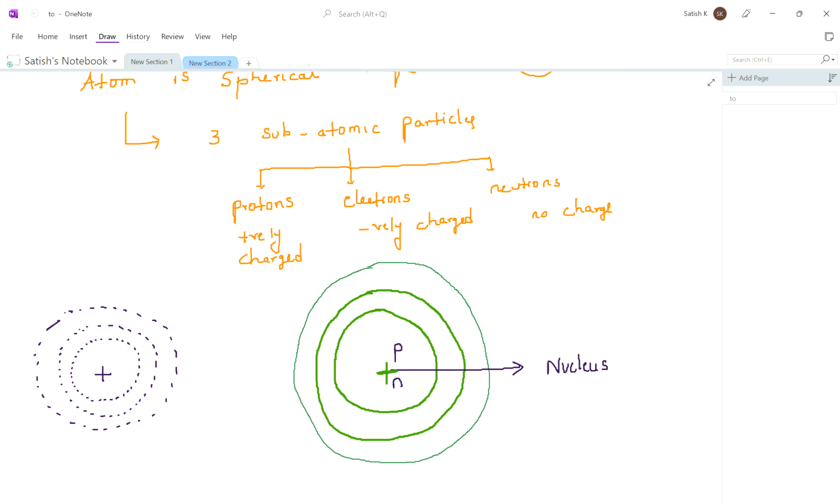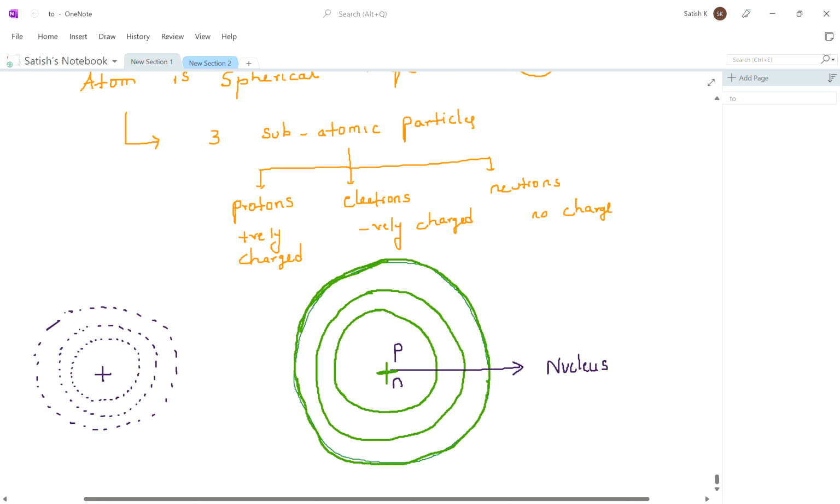Let me draw this one once again. See this one, this is the third orbit. How many orbits have I drawn here? 3 orbits I have drawn, right? Orbits are also called shells. Now see, these are all electrons, revolving around the nucleus like this. The electrons' path we call orbits and main energy levels.